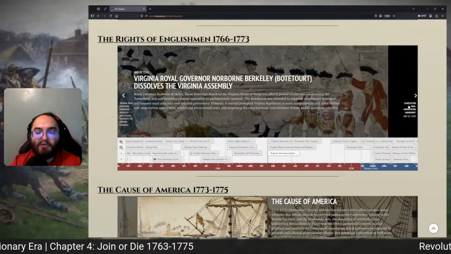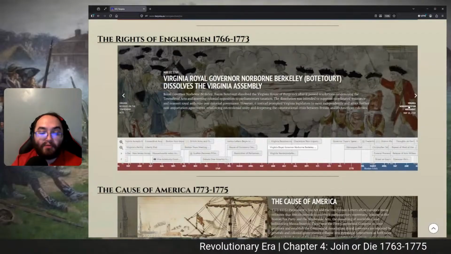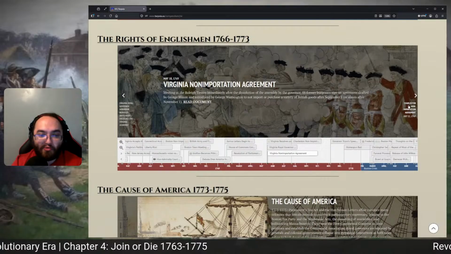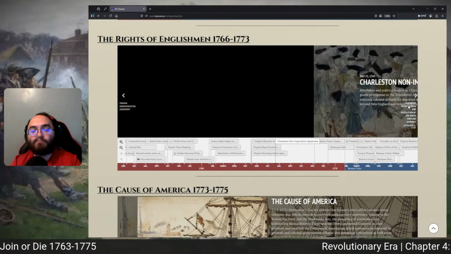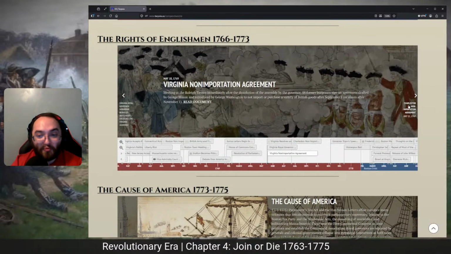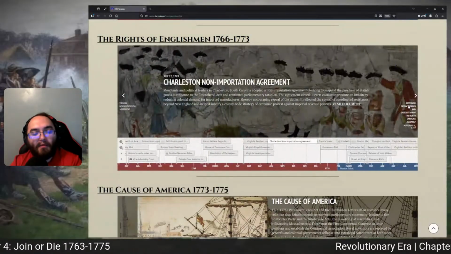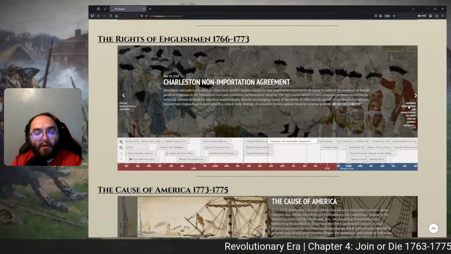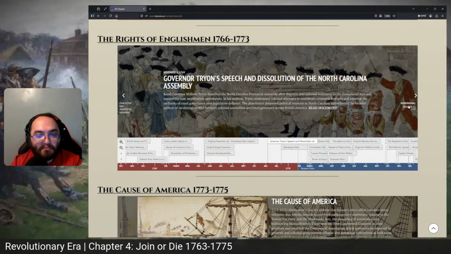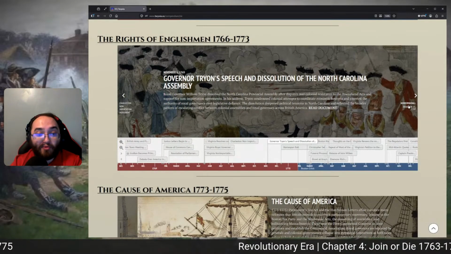And so right after the Virginia royal governor dissolving the Virginia Assembly, the House of Burgesses, Virginia passes a non-importation agreement, which again is a boycott. And this time, it's not just a boycott of merchants, it's now a boycott of members of the former Burgesses. So that's a huge step. Charleston, South Carolina, will also pass boycotts and non-importation agreements. And Governor Tryon, he's the governor of North Carolina, gives a speech, and he will dissolve the North Carolina Assembly.